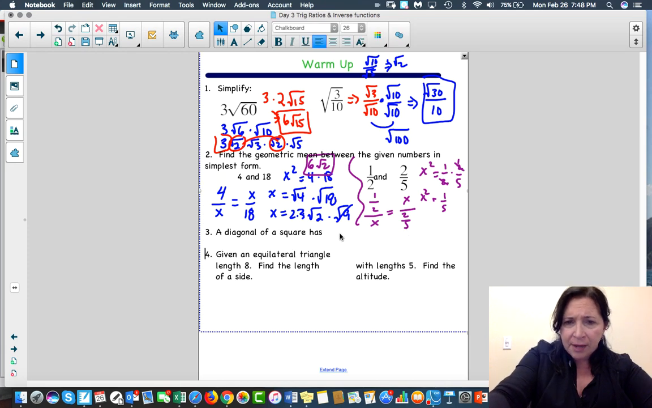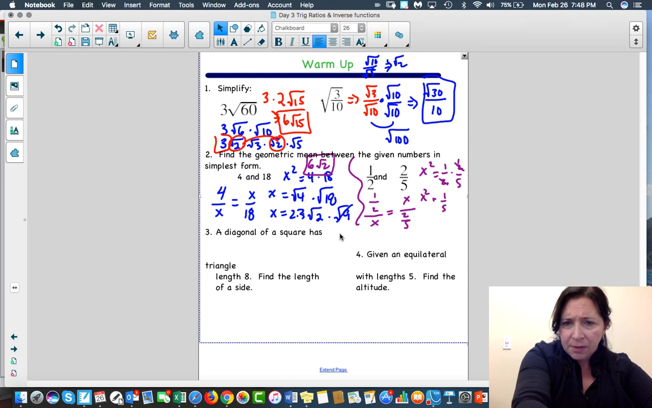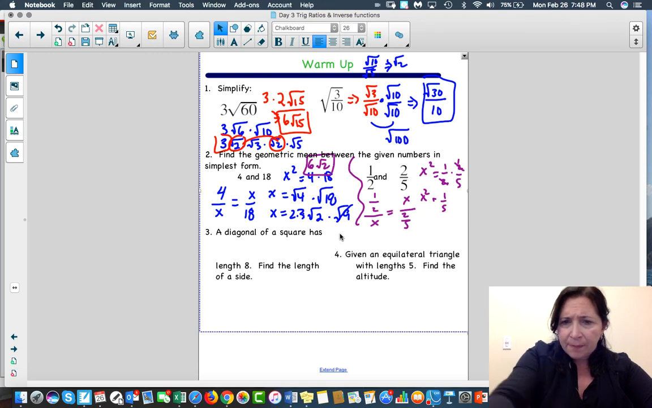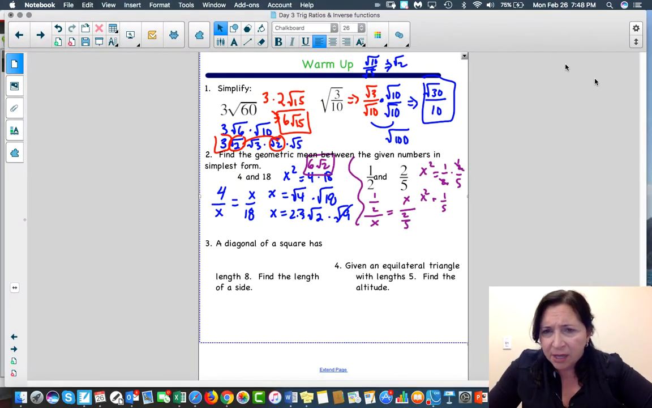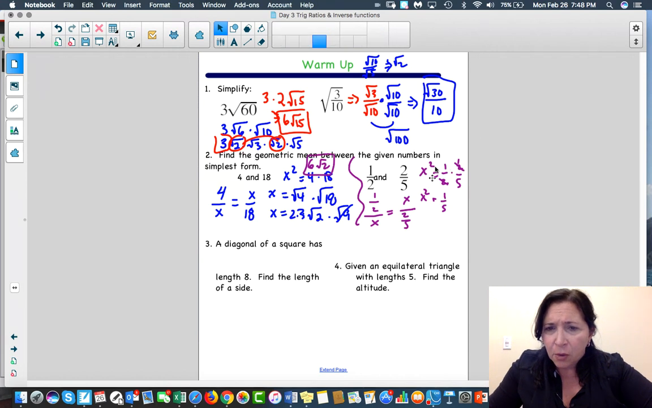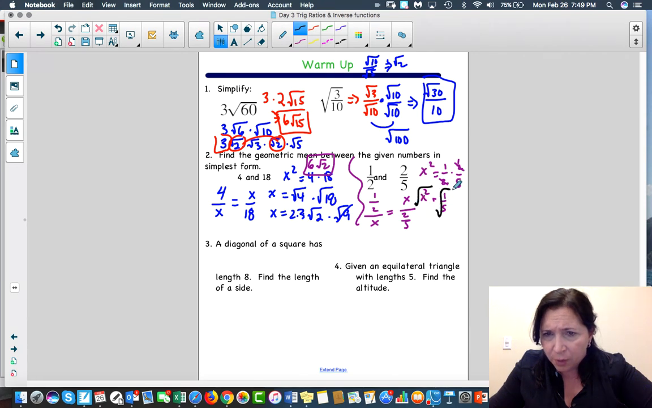So I'm going to bring that down. Let's see what happens. Okay, so what that does for me here is give me a little bit more room. Okay, so I'm going to take the square root of both sides. So I'm going to have the square root of x squared and the square root of 1/5.